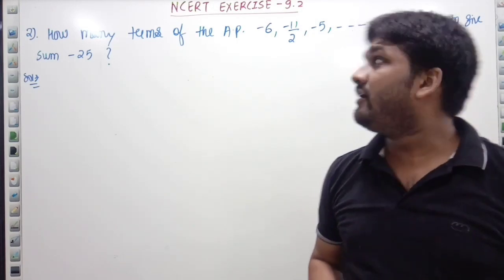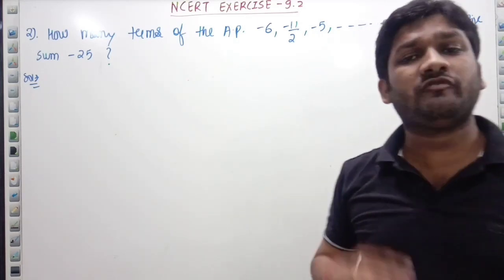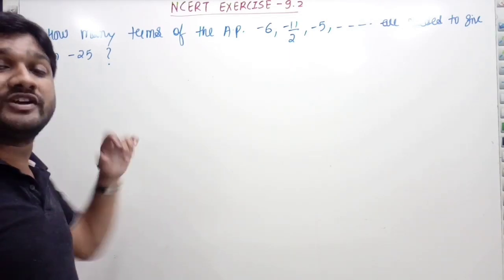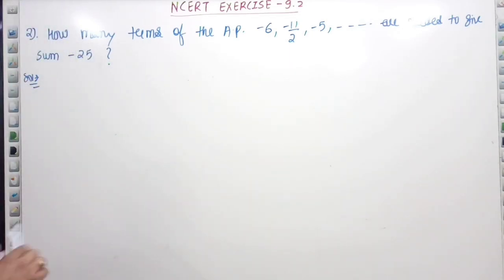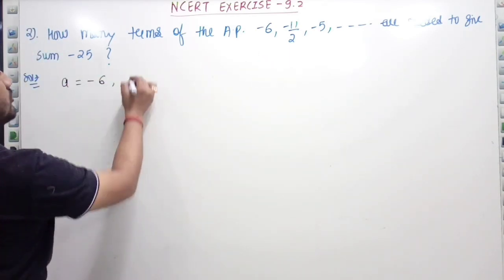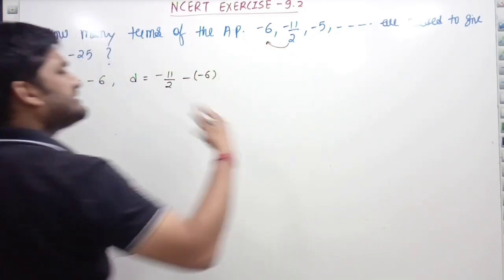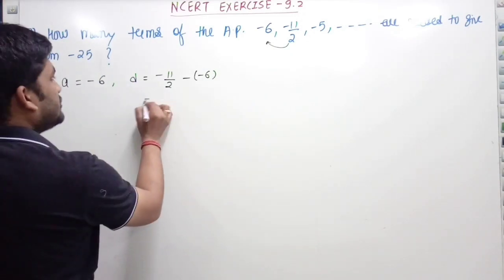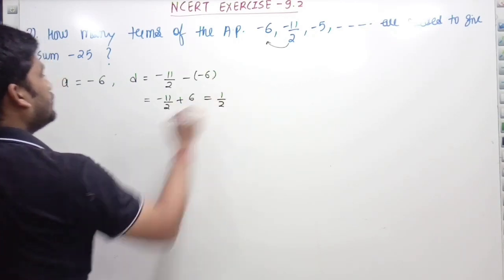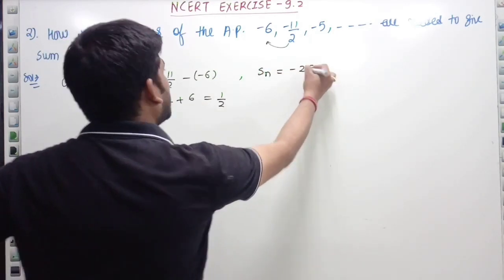Now the second question we have: how many terms of the AP are needed to give the sum minus 25? Right? Means in the AP, how many terms should I add so that I get minus 25 as the summation. Now first I will write the first term, which here is minus 6. Now d is any term subtracted from the previous term, right? So minus 11 by 2 plus 6, 6 is 12 by 2, 12 minus 11, that is 1 by 2. d is 1 by 2 and Sn is minus 25, right?